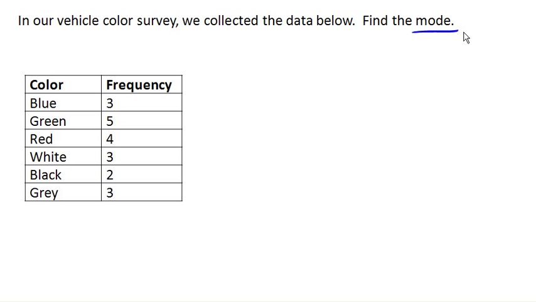The mode is another measure of center, and it is a measure of the most typical value in the set. In other words, it's the value that shows up the most often. And for that, we simply look at our frequencies here and say, that's my biggest frequency. And so the mode here is green. Green is the color that shows up the most often.